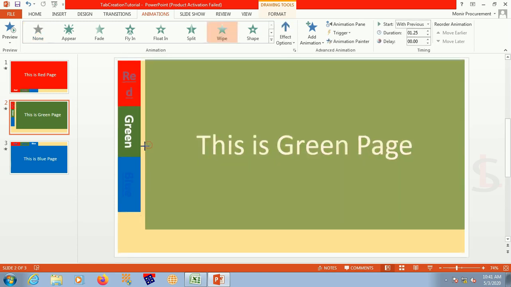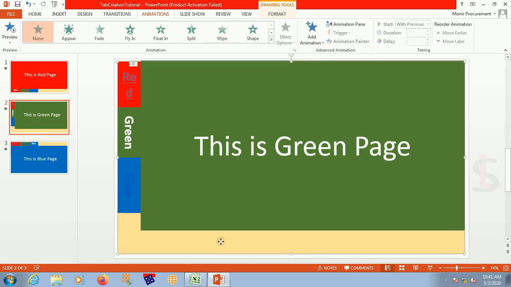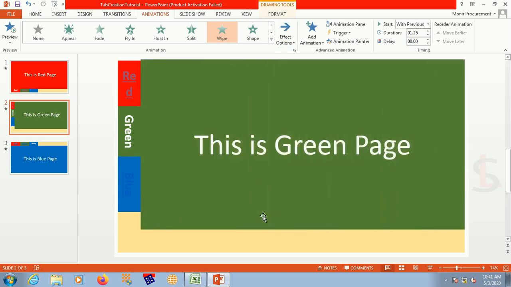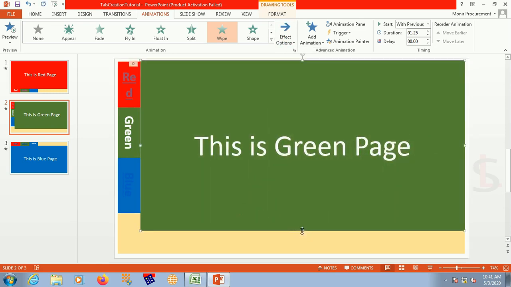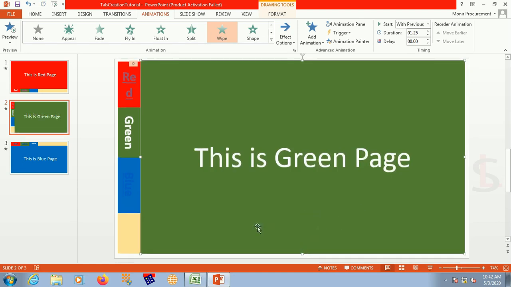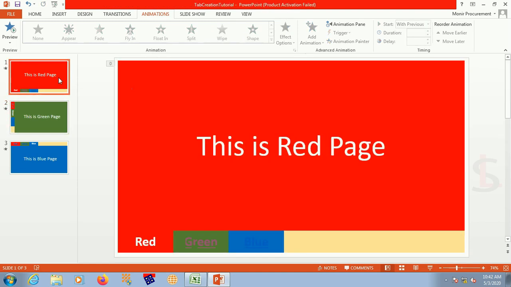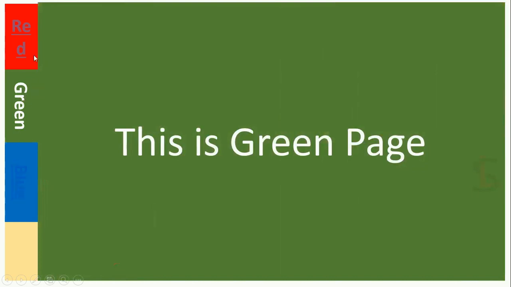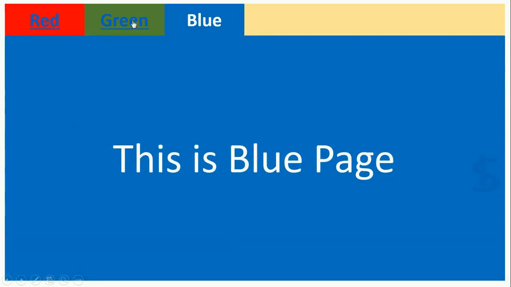You can rotate the red menu 90 degrees. Change the body: effect option from left, and resize this body. Yes, now it's perfect. See the slideshow: red from bottom, this is from left, green, and blue from top. Select blue, yes, now it's working fine. Thank you.